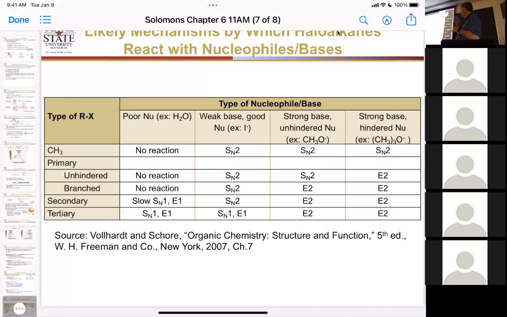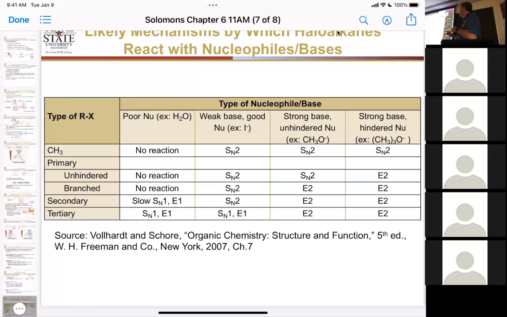Okay, so let's look at the next thing. Weak base, but good nucleophile. Things other than hydroxide and alkoxide that have a negative charge, right? All SN2 until you get to tertiary. And then you go back to the carbocation. So that makes sense, right? A good nucleophile is going to do a substitution reaction preferably.